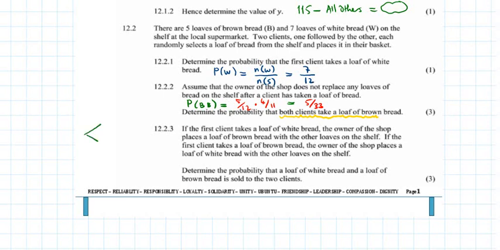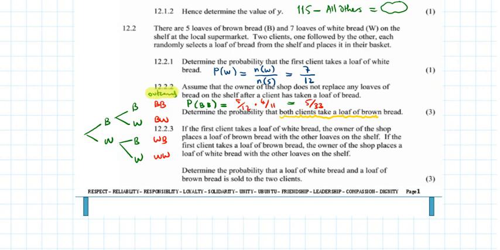So the first one can pick up a brown or a white, and after that the second one can pick up a brown or a white as well. So our tree diagram will be just like that: B W, B W, and B W. And obviously we have outcomes. And what are the outcomes in this case? They can be both B, first brown then white, white and brown, and both white. So those are the outcomes.